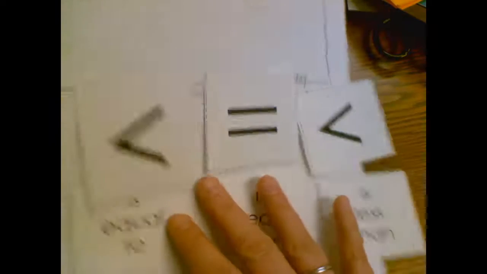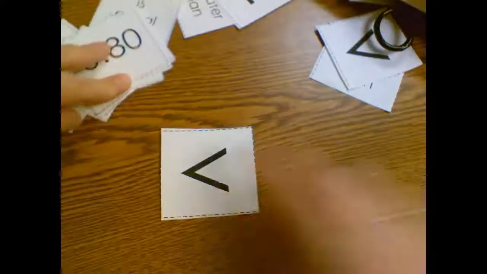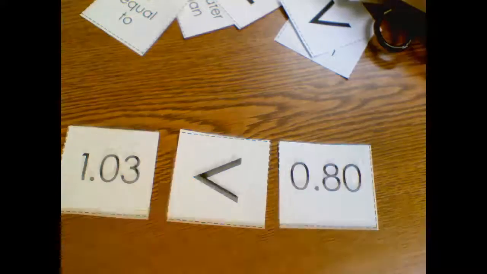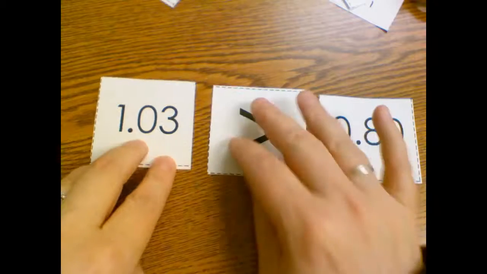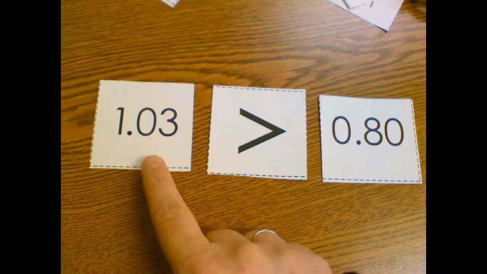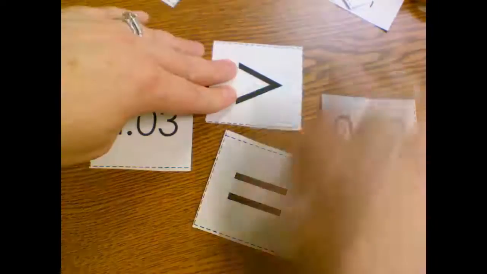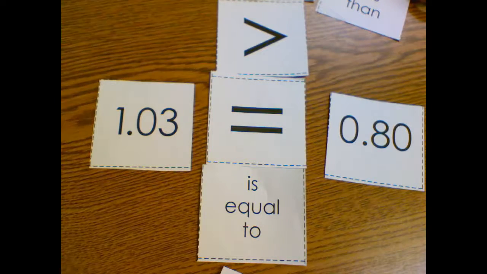So let me give you one example. There are so many examples you could use. All right, so let's say I'm going to use this less than sign. Okay, so you would read that as 1 3/100 is greater than 80/100. So you're going to use all of these symbols one time. There's 6 of them. And you're going to make 6 true number sentences and you're going to glue them.